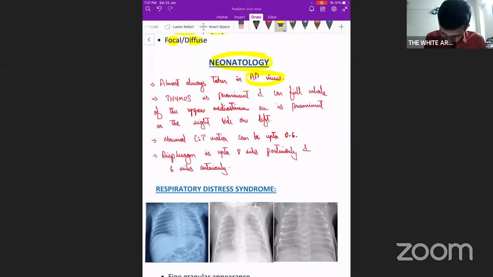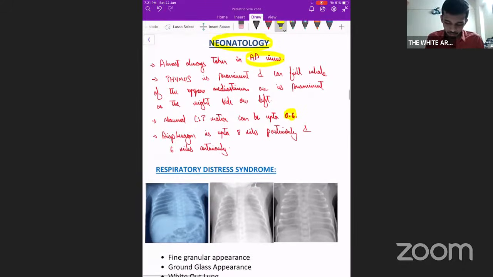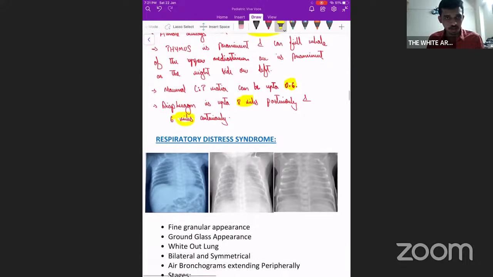So normal CT ratio what we take is 0.6, and diaphragm is up to 8 ribs posteriorly and 6 ribs anteriorly. Okay, so these are a few of the differences between neonatal X-ray as compared to pediatric. Neonate and infant as well, most of the time. Neonate and infant X-ray as compared to pediatric X-rays of other age groups.